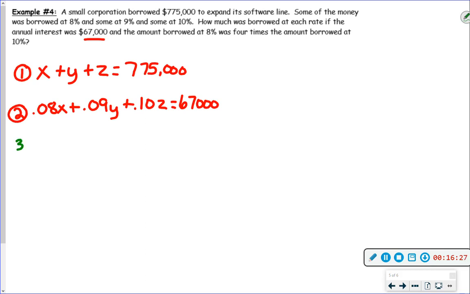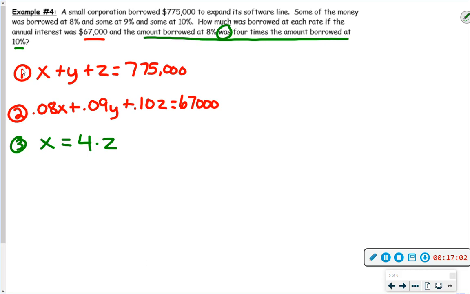This is the new part. The amount borrowed at 8% was 4 times the amount borrowed at 10%. So we're literally going to translate that into an equation. The amount borrowed at 8%. Okay, so look at my equations. 8% has the x on it. So that's x. Was. Was is the past form of the word is. Is in math, of course, means equals 4 times the amount borrowed at 10%. So I'm like, okay, 10%, 0.10, that's got the z. So there is my third equation.